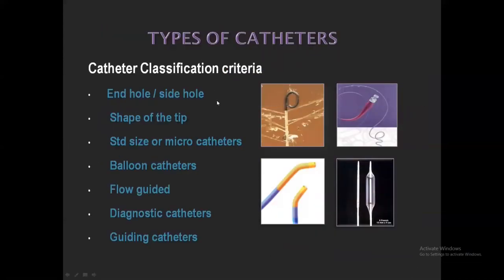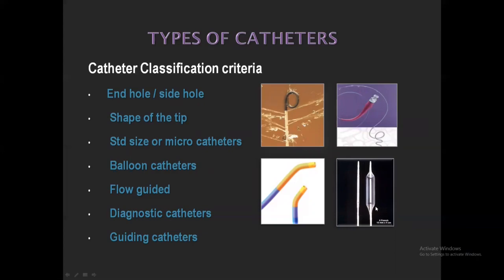Types of catheters. Basically, the catheters are classified according to their configuration. One is end hole or side hole catheter. Then shape of the tip. As I told in the beginning, the catheter shapes are different for different procedures, and the naming is according to the tip shape. Standard size or microcatheter, that is according to the diameter. If it is a catheter which is more than 3 French in diameter, we call it a standard catheter or diagnostic catheter. And if anything less than 3 French, like a very small catheter, less than 1 mm diameter, we call it a microcatheter.